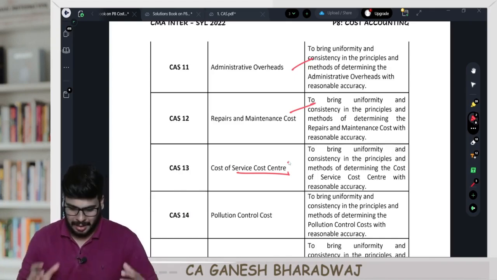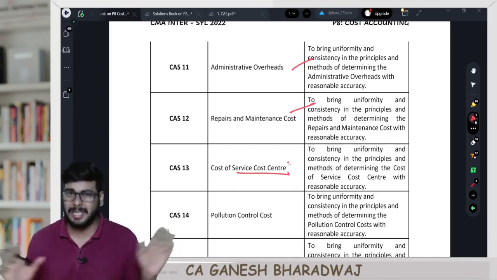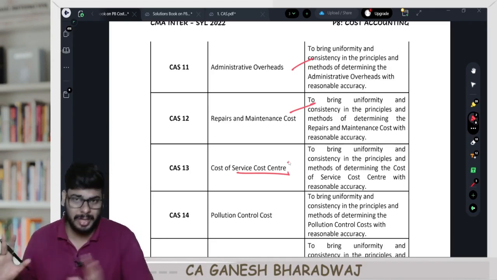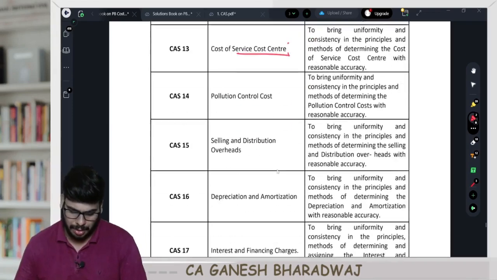So here they are not going to ask you about the treatment of all these things. They are just going to ask you scope, objectives and all. It's very simple, right? As they are purely focusing on the theoretical aspect, while the practical aspect is already being covered. Are you clear with this, guys?